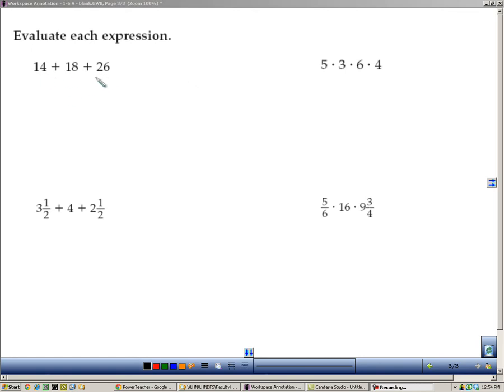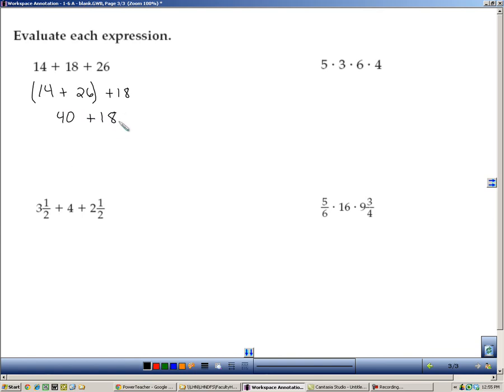As I look at these three numbers, I know that a number that ends in a 6 and a 4 is going to create a nice whole number with a 0. So I'm going to rewrite this by using the commutative property and flipping 26 and 18. And then I'm going to associate these two so that I add them first. So 26 and 14 is 40, and then 40 plus 18 is 58. Again, you can solve this without changing the order. I'm just showing you how sometimes changing the order can help you do them, especially in your head. They can save you some time.